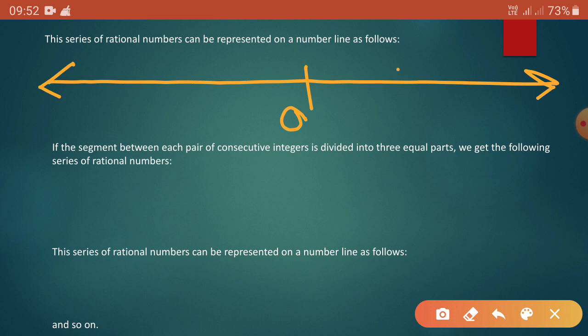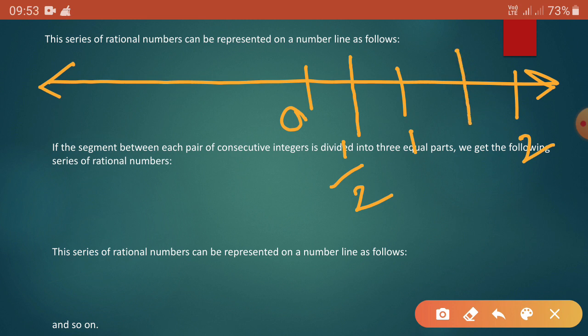So if it is 0, it is 1, then if we divide this into equal parts, this part will be 1 by 2. And suppose it is 2, so here if we want to divide this line, it will be 3 by 2, and we know how to do it. Okay, we are dividing the segment between each pair of consecutive integers into two equal parts.